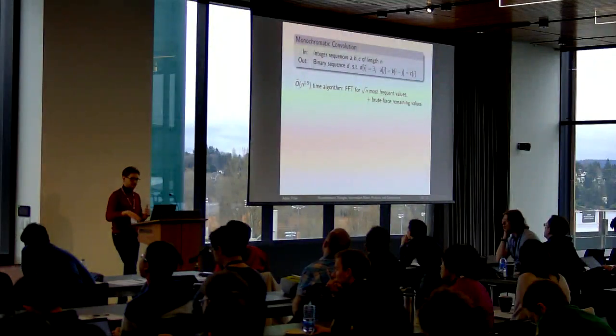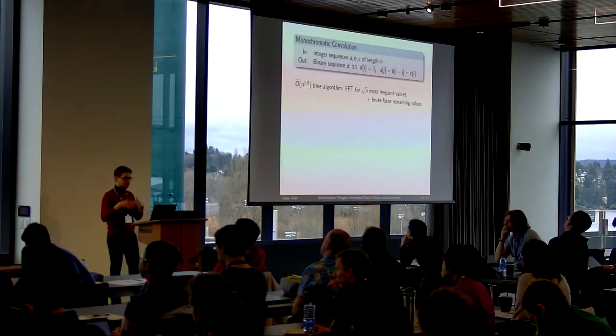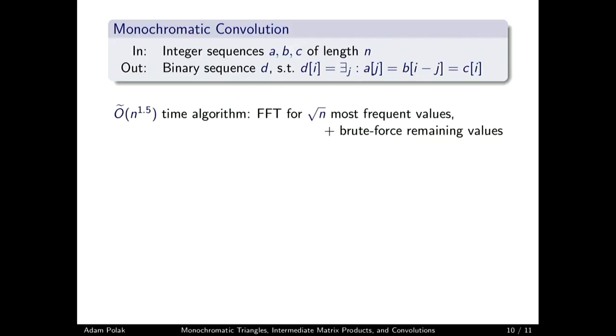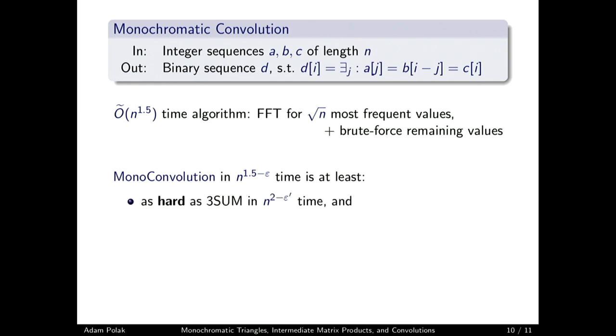So this is an intermediate convolution problem. You can solve it by running FFT, squared n times for frequent values, and then brute forcing the rest. And as you remember, the monochromatic triangle was sandwiched between three-sum and triangle listing. So what are the analogs in the convolution world? On one hand, improving over this 1.5 running time for mono-convolution is as hard as improving over quadratic time for three-sum. So this is analogously the first convolution problem with a lower bound from some known hypothesis. And on the other hand, it's also as easy as improving over quadratic time for three-sum.